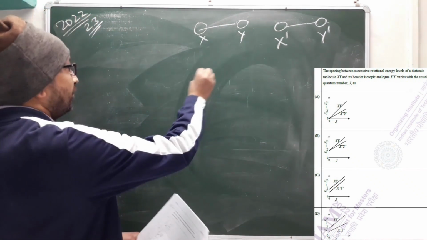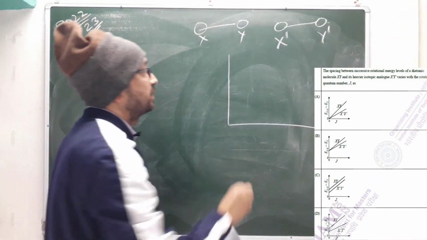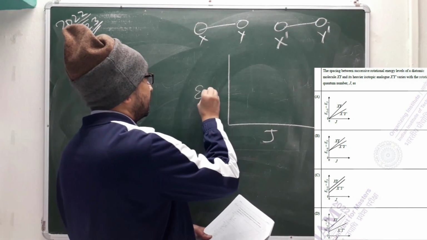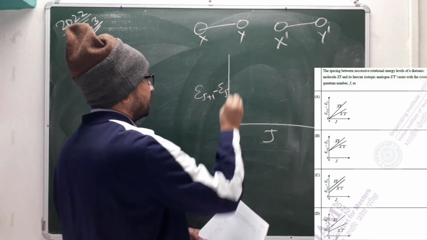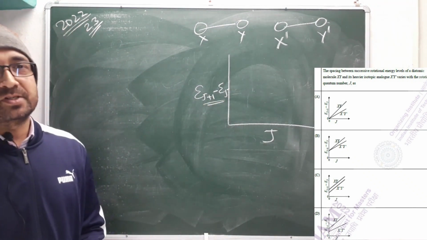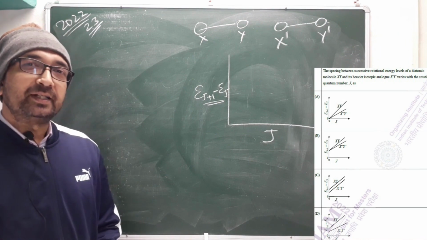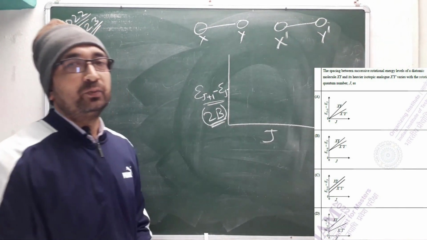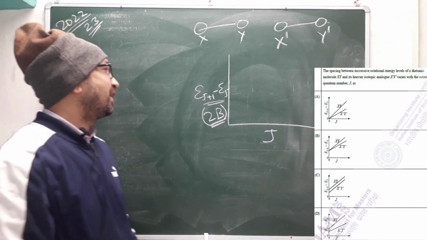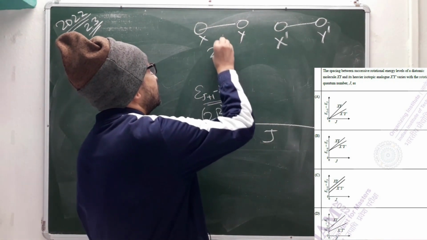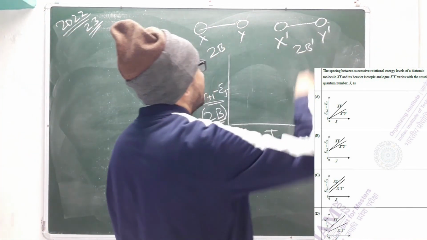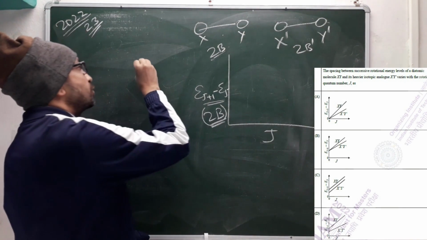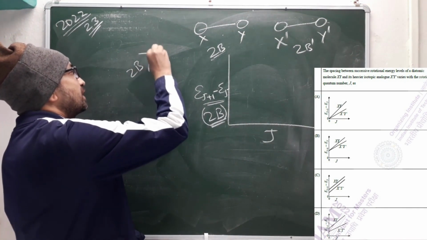So this graph they are asking. Just I'll put what will be the differences for J. This is the J value in X direction, and in this direction they want EJ plus 1 minus EJ. So you remember this one, right? EJ plus 1 minus EJ, that is nothing but your 2B value, correct? So for the first, if you are calculating, it will be 2B, and for this it will be 2B prime. And now you know the relation between 2B and 2B prime: 2B value will be more than 2B prime.